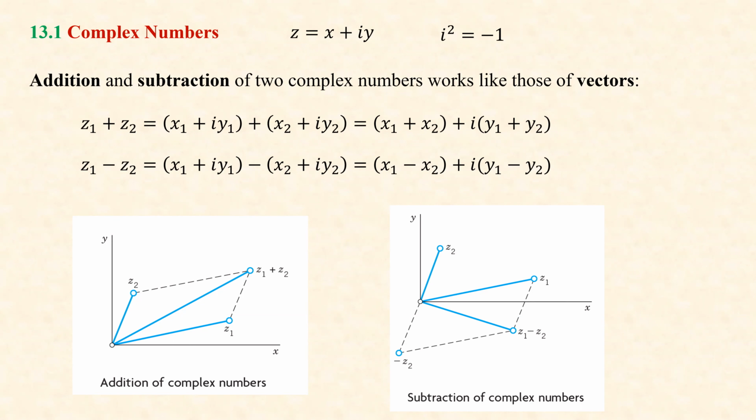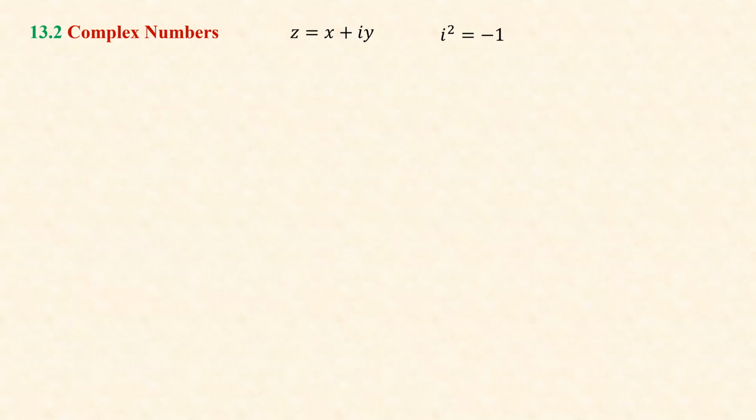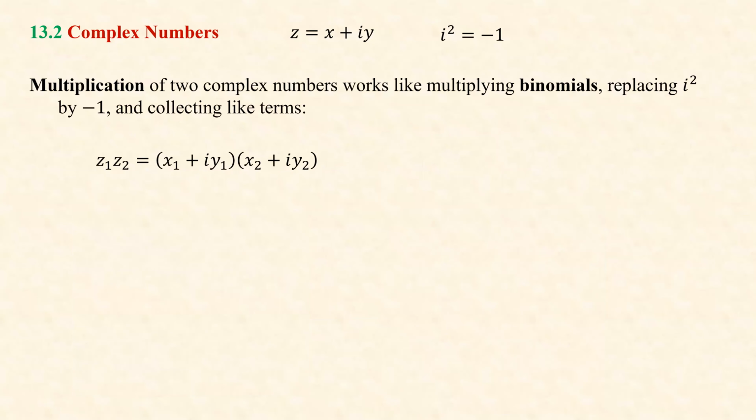So it works like vectors, but we cannot multiply vectors by each other directly. Of course, for vectors we have the cross product and dot product, but here we have multiplication of two complex numbers and also division of two complex numbers. And in vectors, you remember that we don't have any definition for division of vectors, but here we do. So how do you multiply?